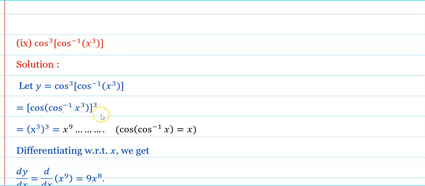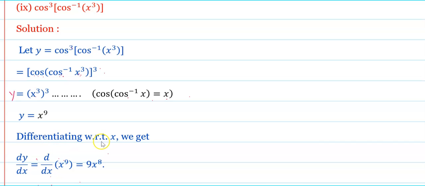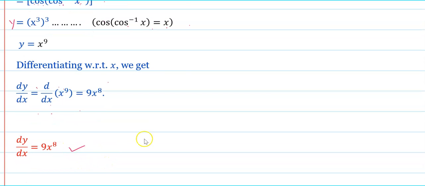Since there is a cube here, the whole bracket is cubed. Now cos of cos inverse of x cube means what? Cos of cos inverse of x means what? x. So cos of cos inverse of x cube means what? x cube. But there is a bracket raised to 3. 3 into 3, that is 9. And hence you will get here y is equal to (x raised to 3) bracket raised to 3. Means what? 3 into 3, that is 9. Therefore y is equal to x raised to 9. Now differentiate this with respect to x, and hence dy by dx is equal to d/dx of x raised to 9, which means 9x raised to 8, and hence this is the answer.